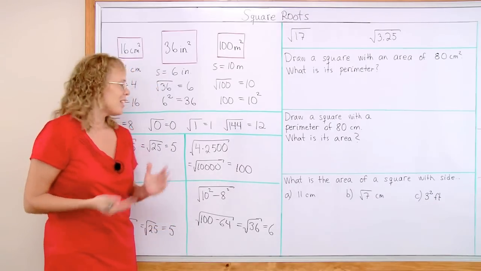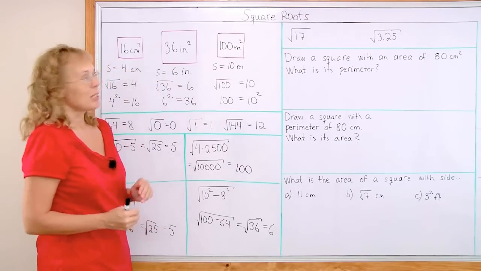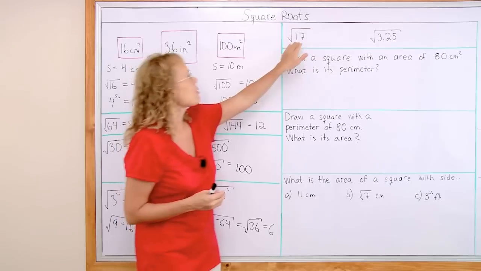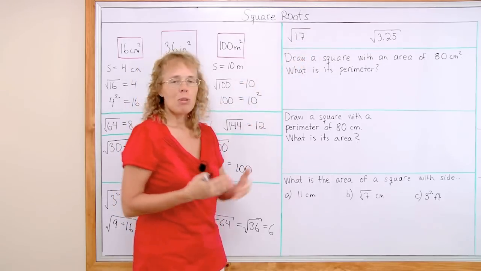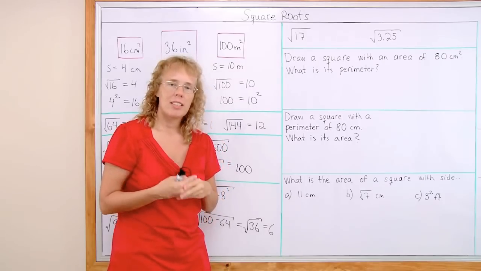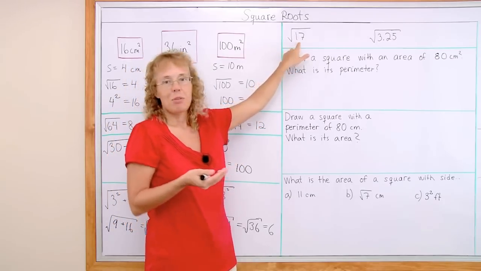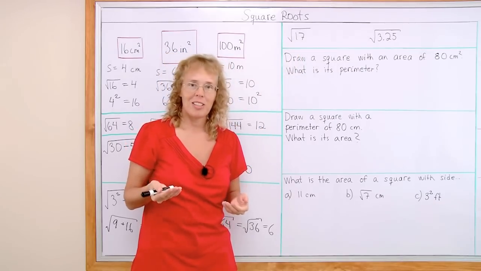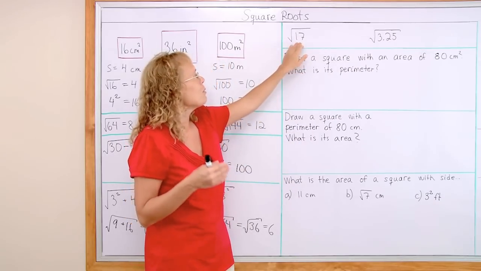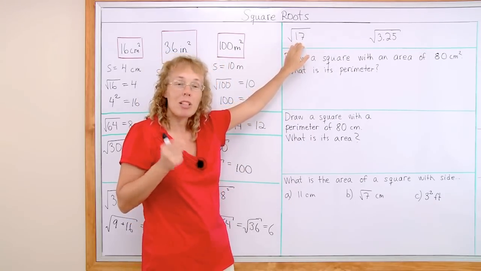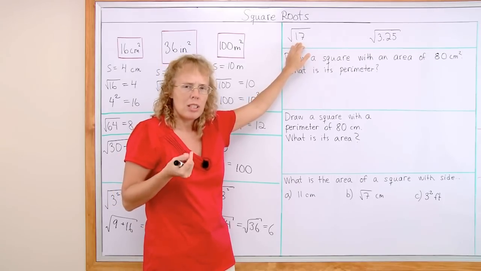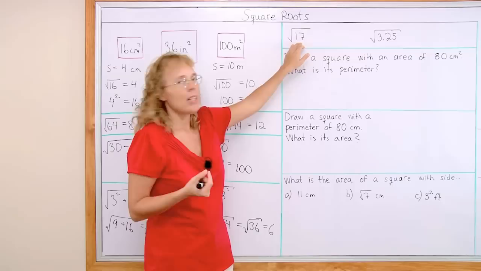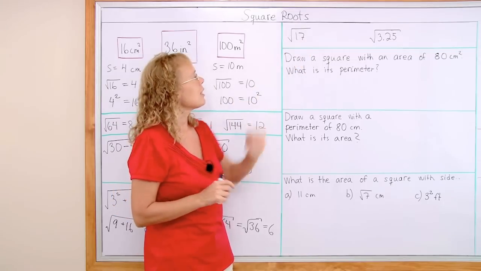Now, these were easy numbers, but most of the time your square roots are not so easy. For example, here square root of 17. What number times itself gives you 17? If it was 16, we would have an easy time. It would be 4. The answer to this will be a little bit more than 4. It will be 4.1, 4.2, something, a decimal number, multiplied by itself gives you 17.